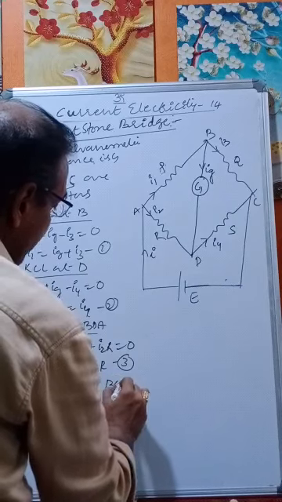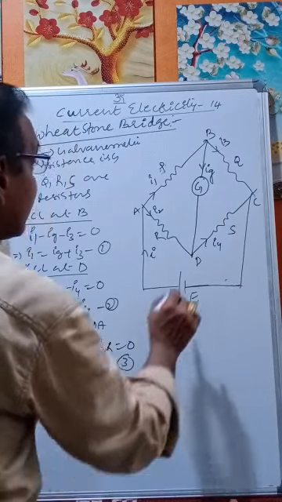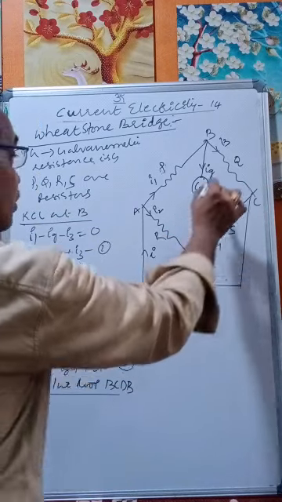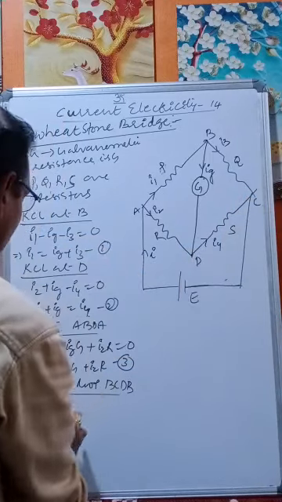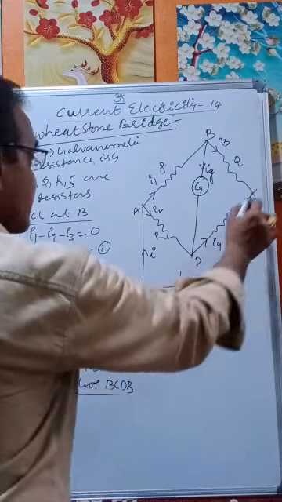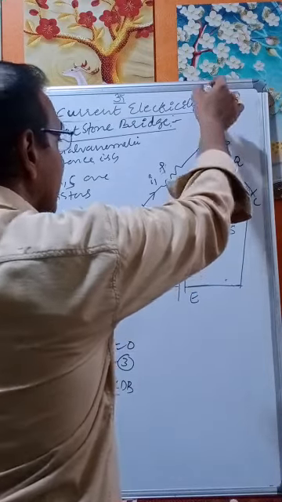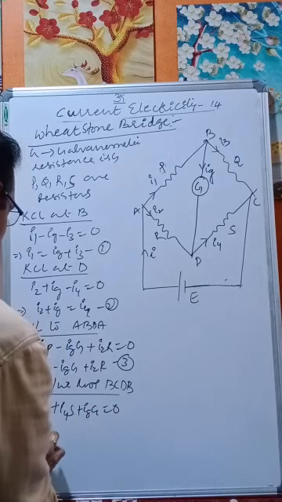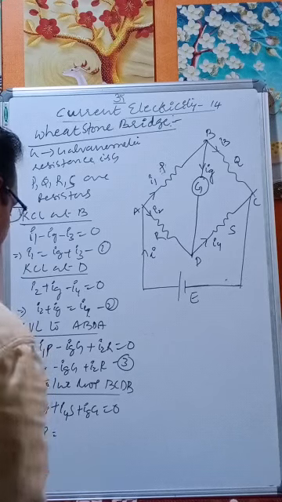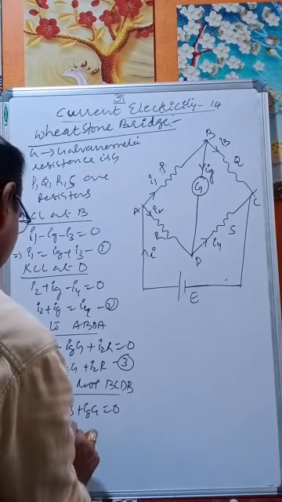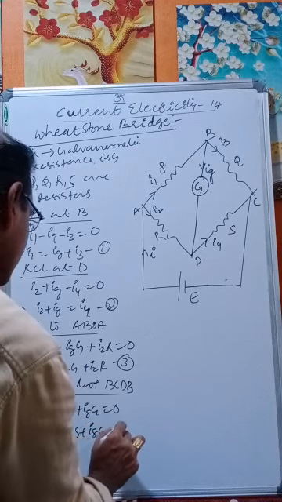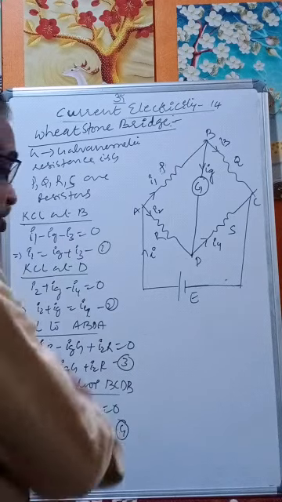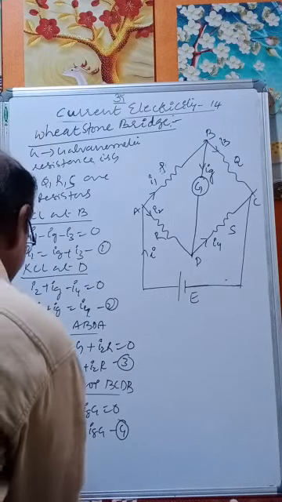Now, KVL to the loop BCDB. BC is in the direction of current, so the drop is negative: minus I3Q. From C to D the current is opposing, so the drop is positive: plus I4S. We are moving from D to B, the current is opposing, therefore plus IgG is equal to 0. This implies I3Q is equal to I4S plus IgG. Call this equation 4. These are the 4 equations.